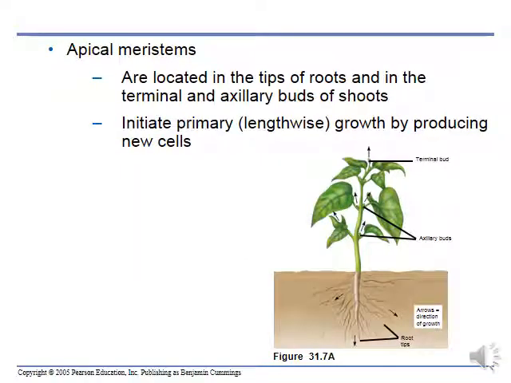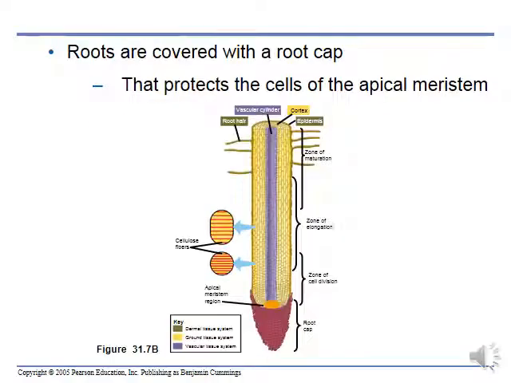Okay, the apical meristems are located in the tips of the roots and the terminal and axillary buds of shoots. And these are going to do the primary growth. So you can see the terminal bud is up here, and this is the bud that's going to do the growing. Unless it gets cut off, this is going to have the apical dominance at the top here. And down here you have the roots that will grow for the primary growth.